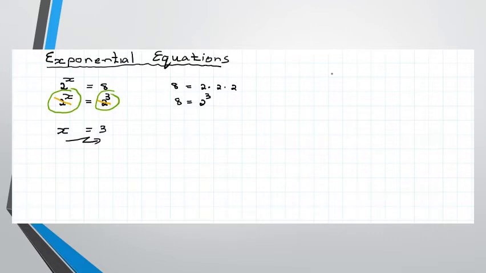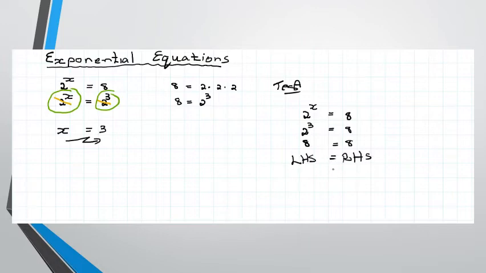Let's test it quickly. So therefore I'm going to have 2 to the x equals 8. Now I'm going to substitute it. It's going to become 2 to the 3 equals 8. And I know that 2 cubed is going to give me 8, equals 8. My left hand side equals my right hand side. And I know then my answer must be correct.